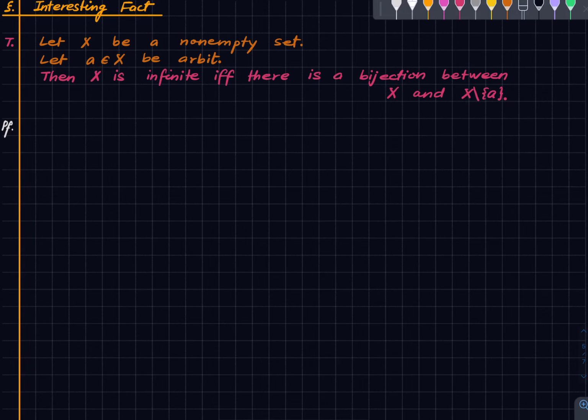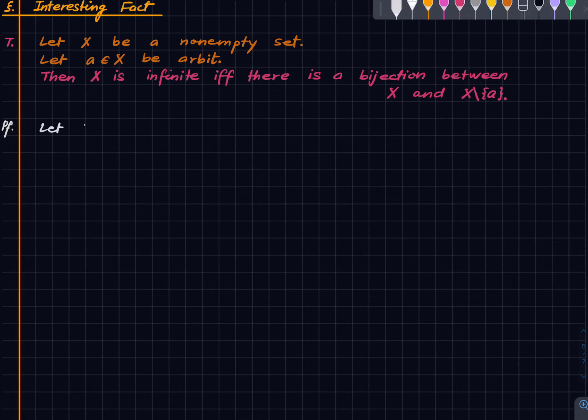So again, one direction is clear. If there is a bijection between X and that, then there is a bijection between X and a proper subset, and therefore X is infinite by definition of an infinite set. So we will do the other direction. So we will assume that X is infinite and show that there is a bijection between this and that. Okay, so we will use the previous proposition.